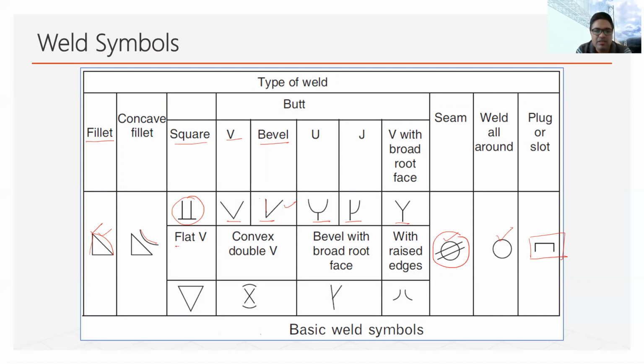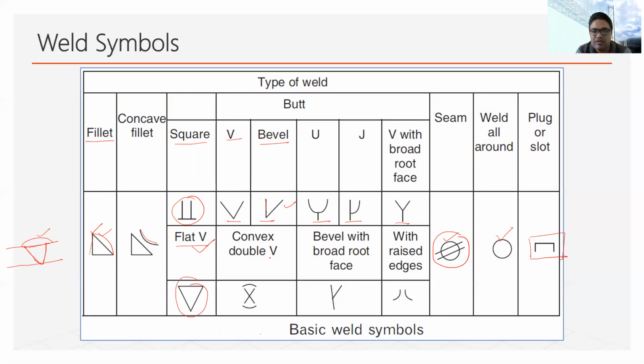Similarly, for flat V, we have seen in the previous slide, if there is this V shape groove, and in the groove, the surface of the weld is something like this, curved. If we do not want this curved surface, if we do not want extra reinforcement, then this edge is flattened. So sometimes we flatten this edge. If we need to flatten this edge, then we have to properly specify it in the drawing. In that case, we call it flat V.